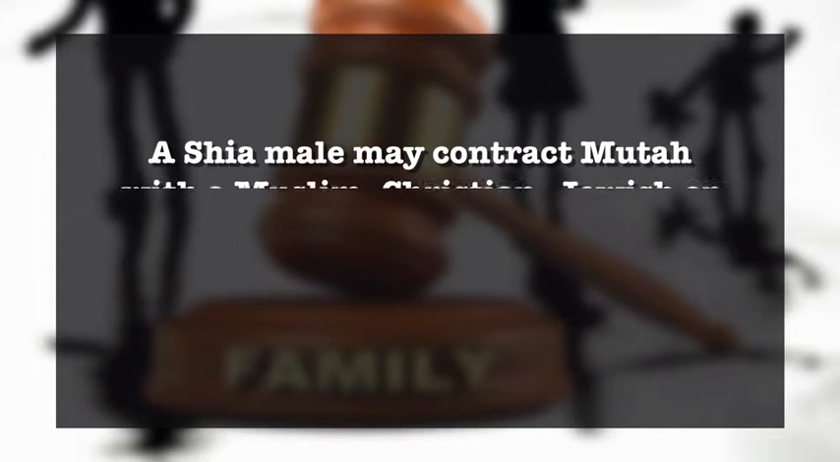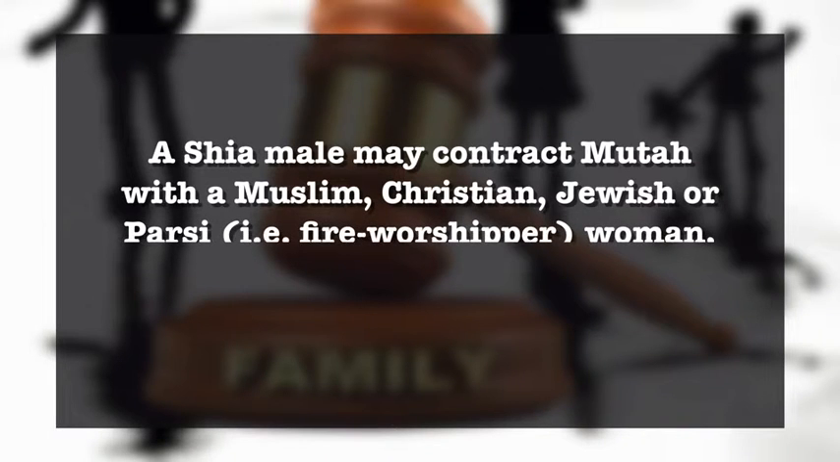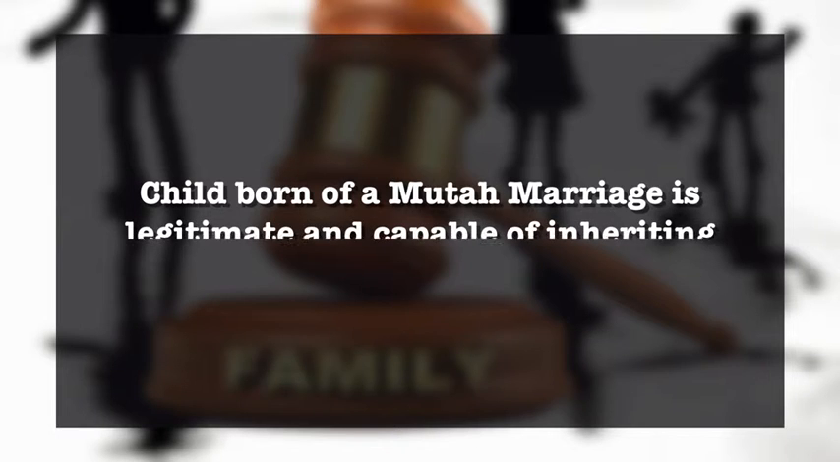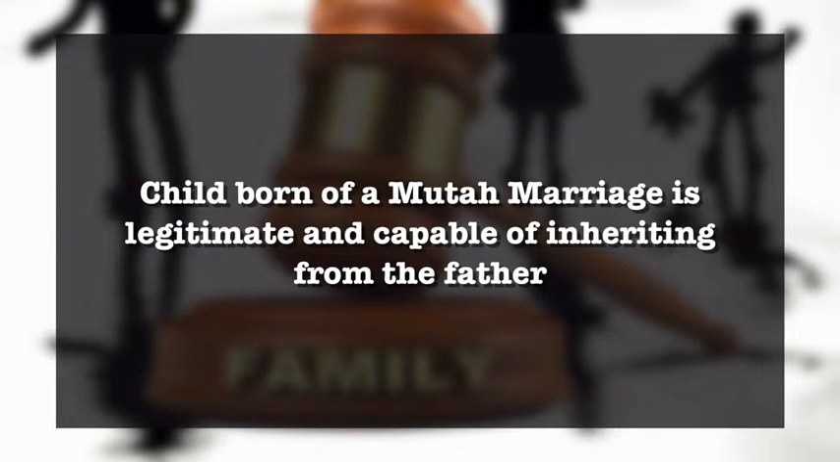A Shia male can contract mutta with a Muslim, Christian, Jewish or Parsi, that is fire worshipper, woman, but not with a woman following any other religion. A woman may not contract mutta with a non-Muslim. The amount of dower must be specified in a contract of mutta, otherwise the agreement is void. The child born of a mutta marriage is legitimate and capable of inheriting from the father. But in the absence of an express agreement, neither party to the mutta is entitled to inherit from the other. Maintenance is not due to the mutta wife unless it has been expressly agreed upon.